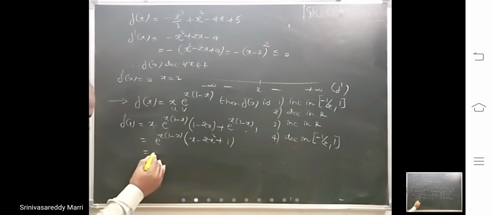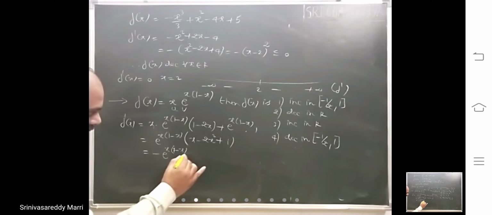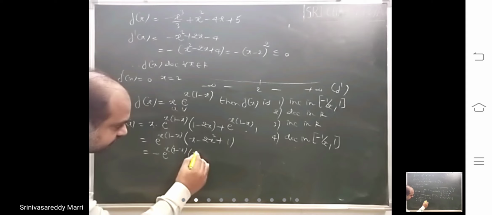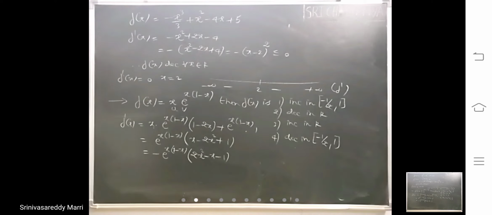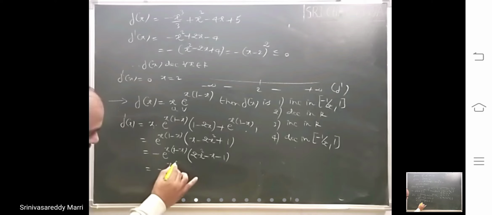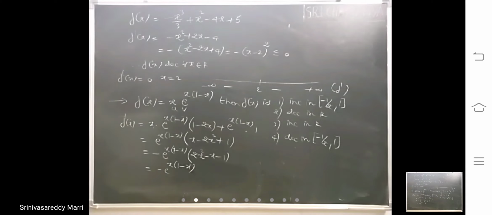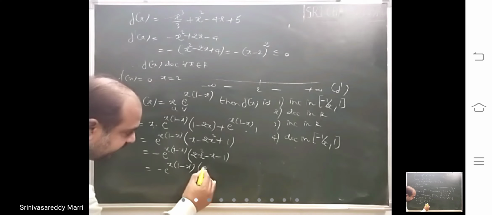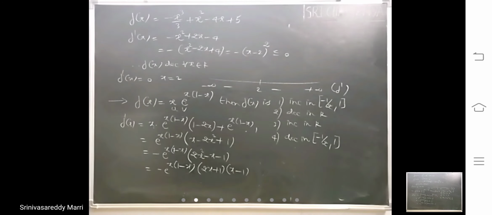I am taking minus common here, into 2x square minus x minus 1. 2x square minus x minus 1, factorize this. Always keep f dash of x in the factorized form. In the factorized form, what you will get here? 2x, if you factorize, you will get 2x plus 1 into x minus 1. 2x plus 1 into x minus 1 are the factors.